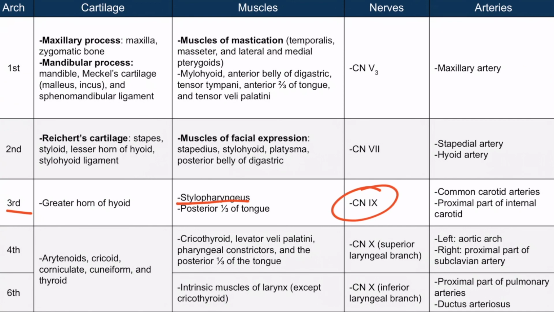You may have noticed that both the 3rd and 4th pharyngeal arches form the posterior 1/3 of the tongue, but this is referring to the muscles, as you can see in this column. However, only the 3rd arch is associated with the glossopharyngeal nerve. You can see that the 4th arch is associated with the superior laryngeal branch of the vagus nerve. Therefore, we can deduce that the question is not referring to the 4th pharyngeal arch, it's referring to the 3rd pharyngeal arch.